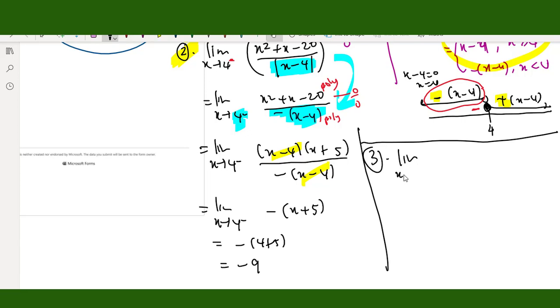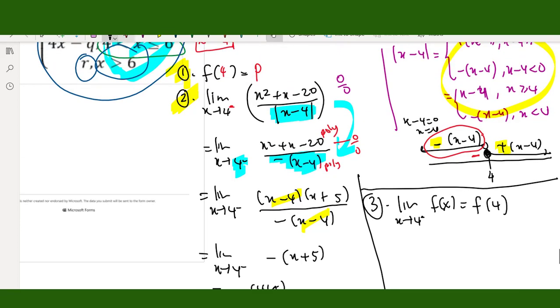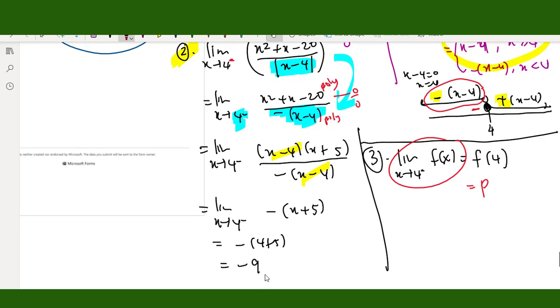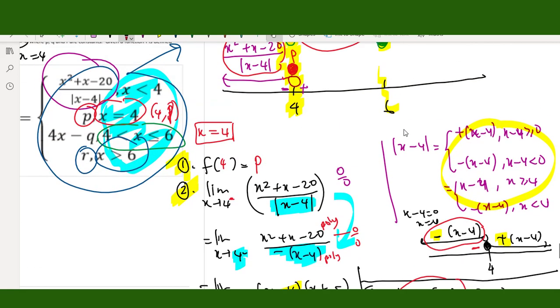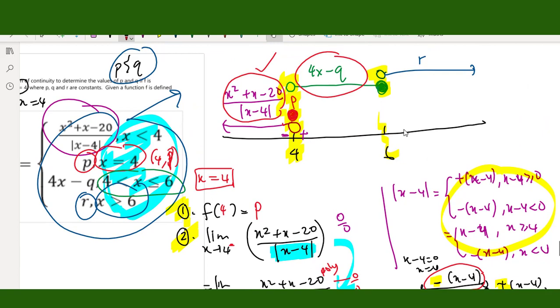The limit as x approaches 4 from the left of f(x) is equal to f of 4. Number 1, f of 4 is equal to p. The left hand side that we just found is equal to negative 9. Therefore, p is equal to negative 9. Settle one part: p equals negative 9. And now we're going to find q.